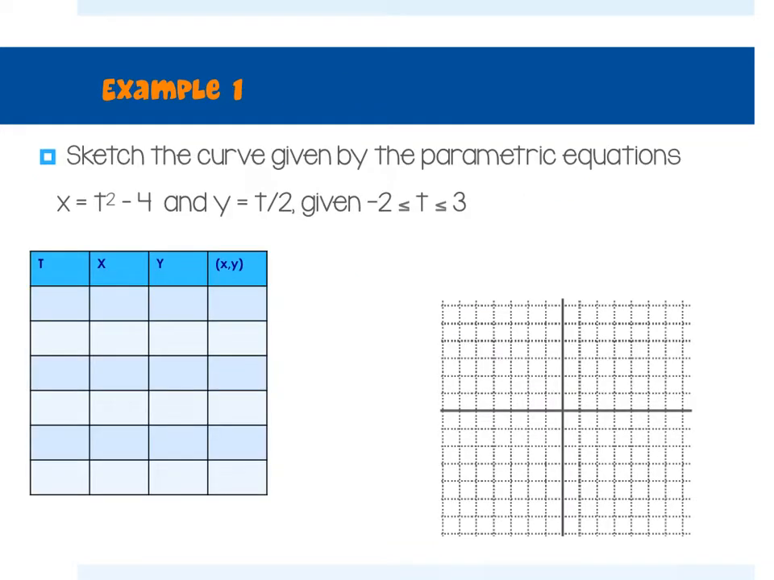So here's an example. Sketch the curve given by the parametric equations x equals t squared minus 4 and y equals t over 2.